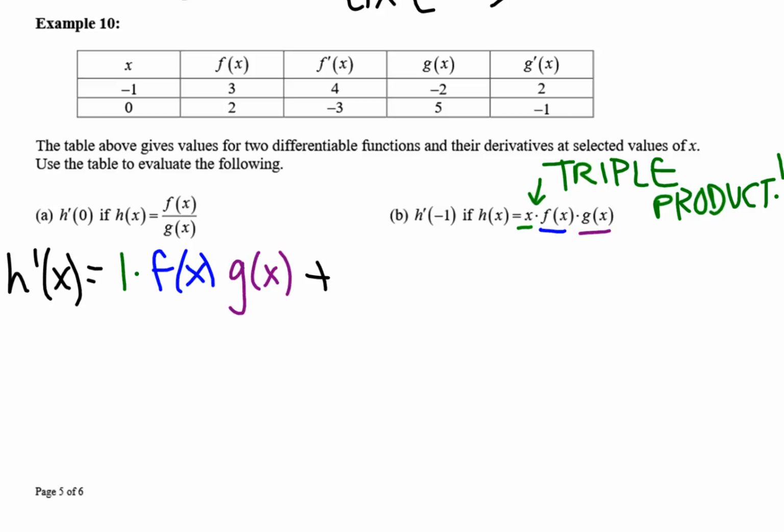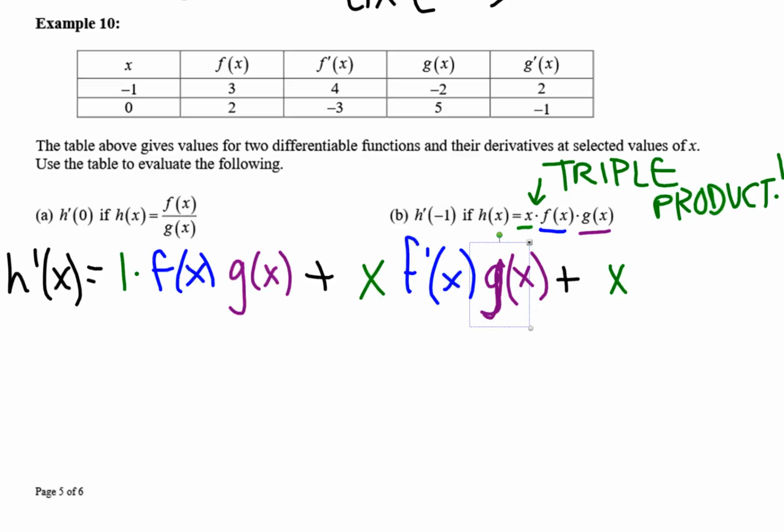Okay, plus. And notice I'm just changing which one has the derivative being taken. Okay, so see that in the first one, the derivative was of x. In the second one, the derivative was f of x. And in the third one, the derivative was g of x. And then the other ones, you just leave them the same. So it's not so bad.